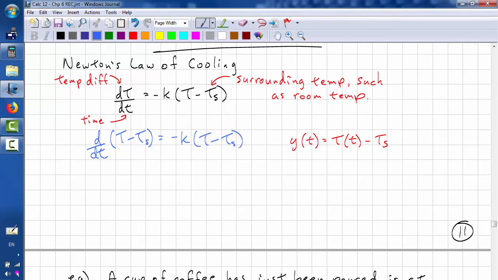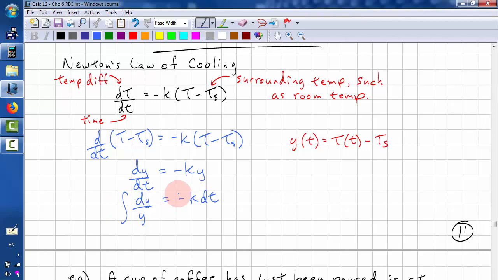And that size remains the same. We let y equal the temperature at any time minus the surrounding temperature. Okay, so that just makes it a little bit easier. So now we're doing dy/dt equals minus k y. We move the y over to this side, so we have dy over y, and we move dt over to this side, so we have minus k dt.